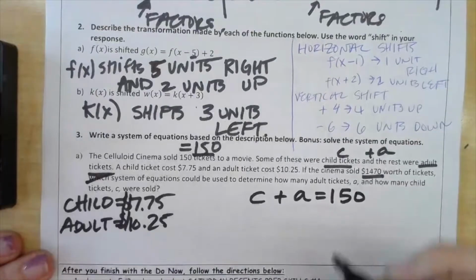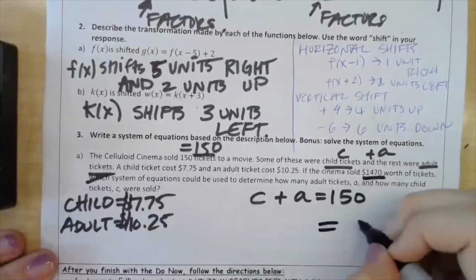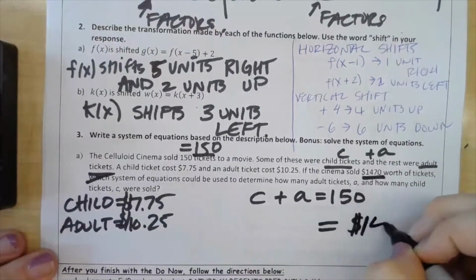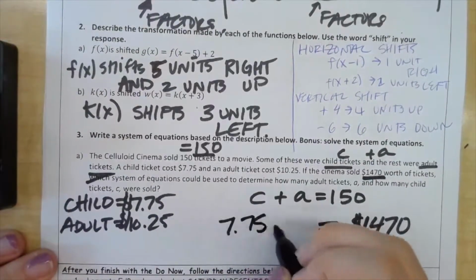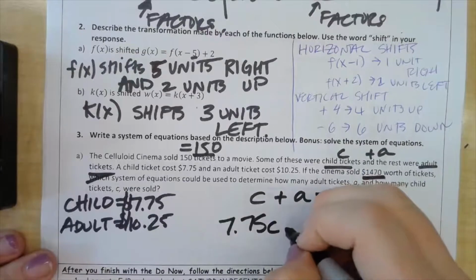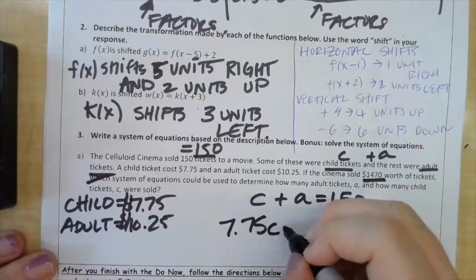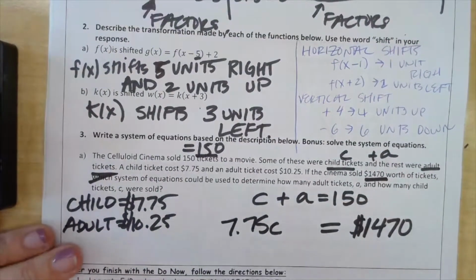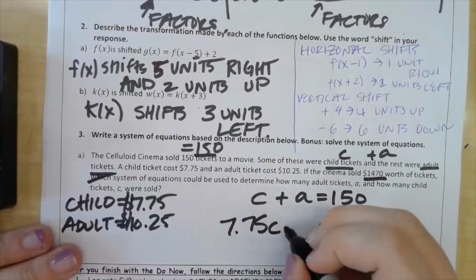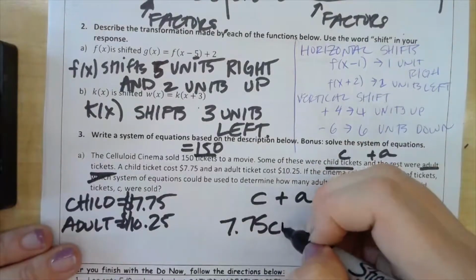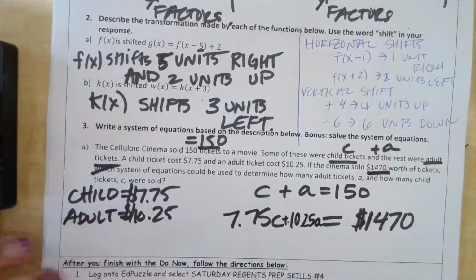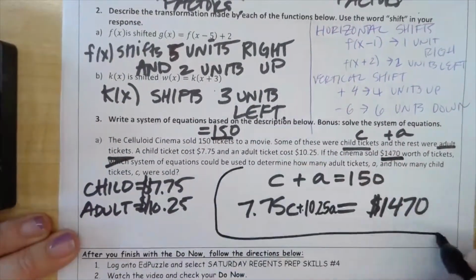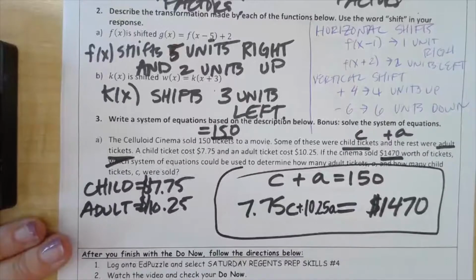Now I have a total cost. I multiply the price of the child ticket, 7.75 times C, plus 10.25 times A. There we go. This is our system we could use to solve.